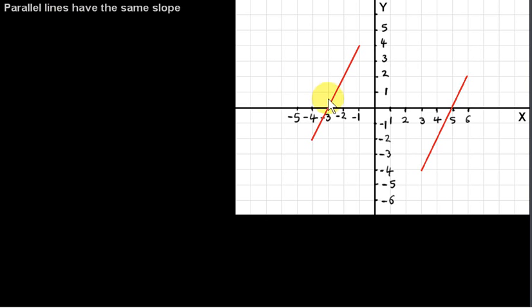Parallel lines have the same slope. Here we have a picture of two parallel lines. Often you will see arrows on the parallel lines to indicate that they never meet when extended on indefinitely. Let's look at the slopes of these two lines.